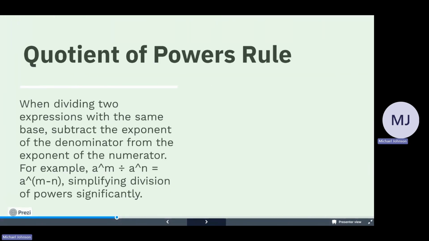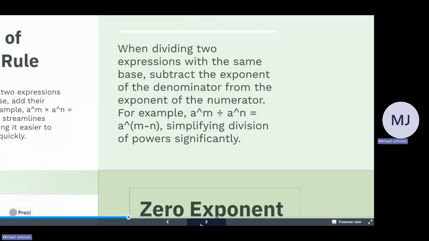When dividing two expressions with the same base, subtract the exponent of the denominator from the exponent of the numerator. For example, a to the m divided by a to the n equals a to the (m minus n), simplifying division of powers significantly.